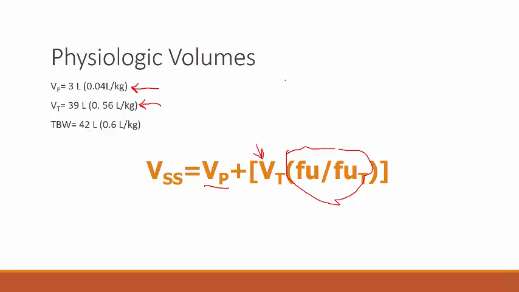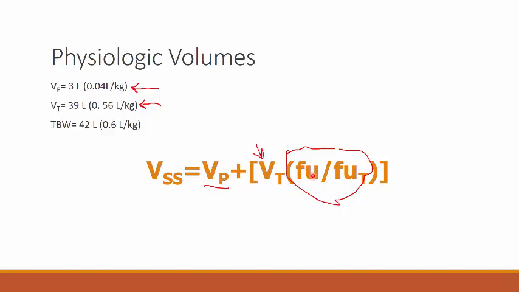Now let's think about this for a minute. The two things that are really changing are your fraction unbound in plasma and your fraction unbound in tissue. So let's think about it. If your fraction unbound in tissue goes up, that means there's less bound drug. The fraction of your drug that's not bound to a big honking molecule is larger. So that makes it so the drug can move freely between the plasma and the tissue compartments.